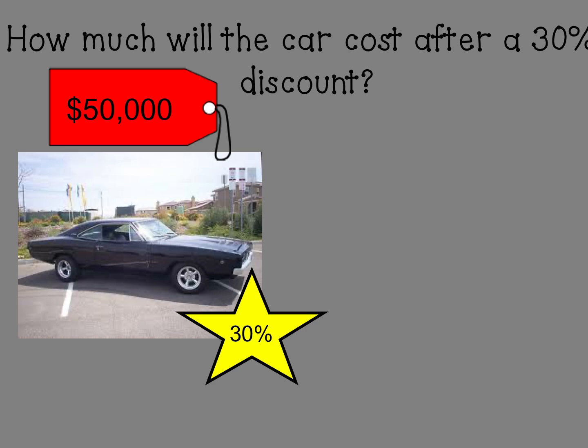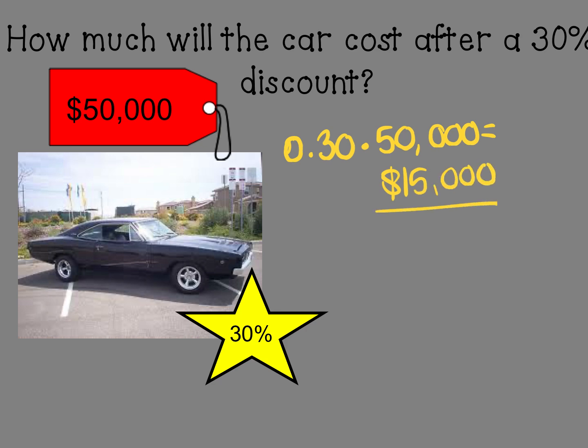Okay, what'd you do, Ellie? I got 35,000. How'd you get 35,000? I made 30 the decimal 0.3, and then I did 50,000 times 0.3, and then I got 15,000, and then 50,000 minus 15,000.